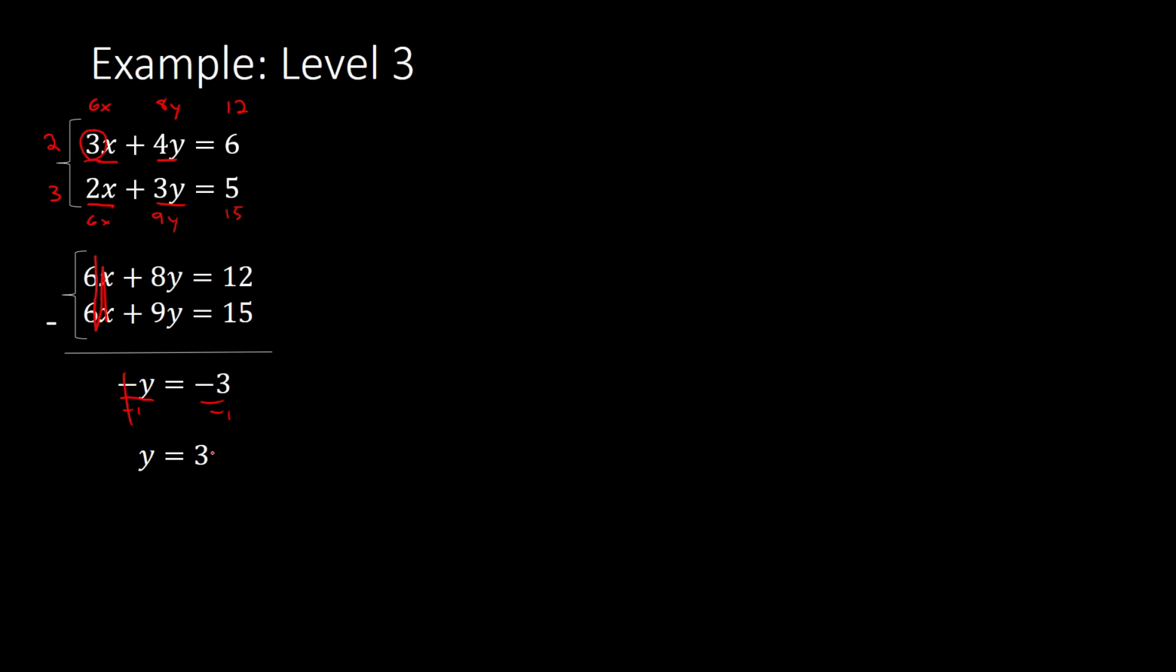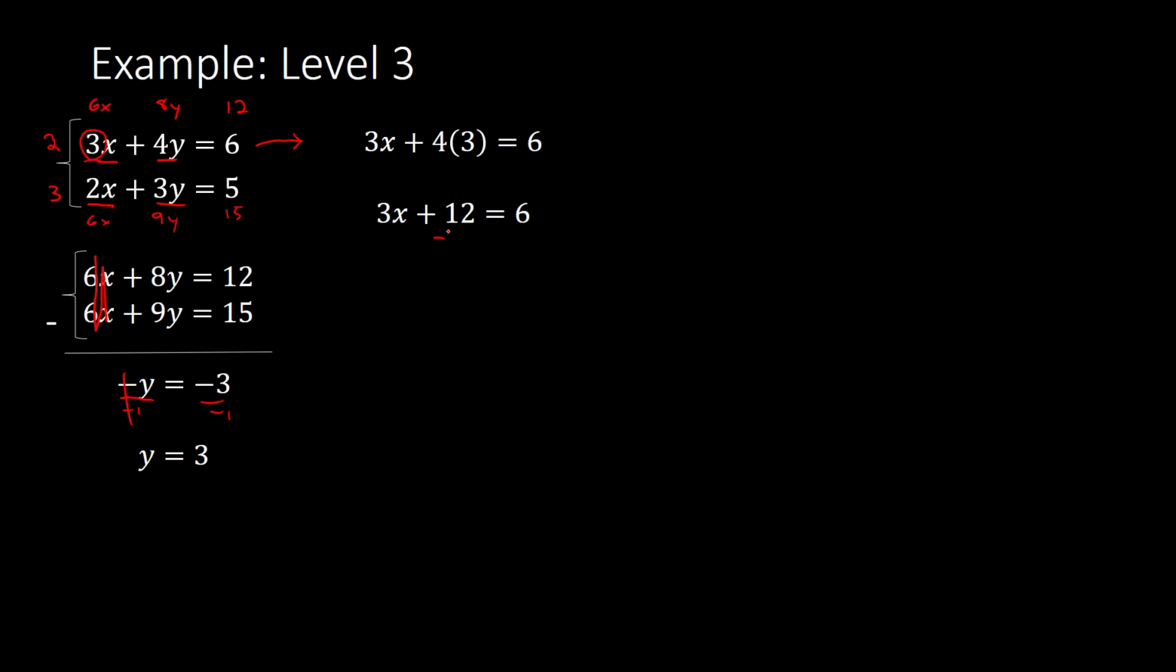Well, I can pick either equation, and actually I can pick any of these 4 equations. They're all the same thing. They'll all give you the same answer. But if we just pick the first one up here, we plug a 3 in for y. We now have 3x plus 4 times 3 equals 6. 4 times 3 is 12.